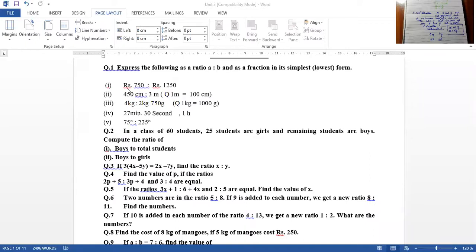Like in the very first part, you can see that this is 750 and this is 1250. Both have the same unit, that is rupees. So if you have the same units, you can directly write it, as I explained, in the form of A ratio B. Similarly, for the second question, one quantity is in meters and the other is in centimeters. So they are not the same, they are different. For that purpose, we will have to make the unit the same. That will be the first task, and then we will move on to the comparison or taking the ratio as well.